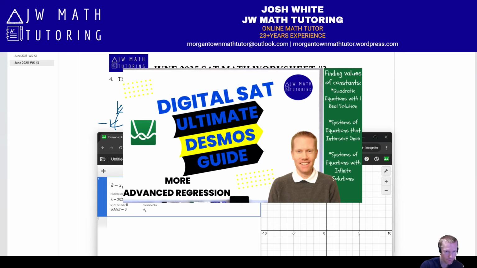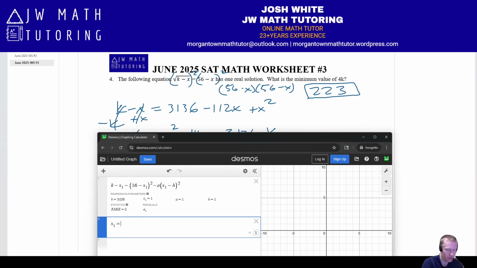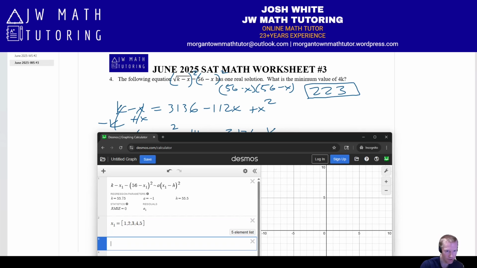Okay, so now we just need to define our list for x1. Okay, so once I've typed a couple of numbers in there, notice it gives me the k value that I had previously.